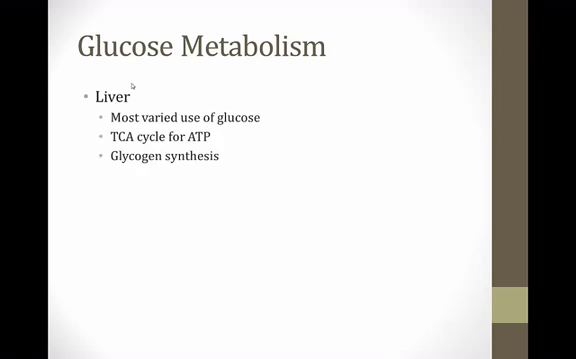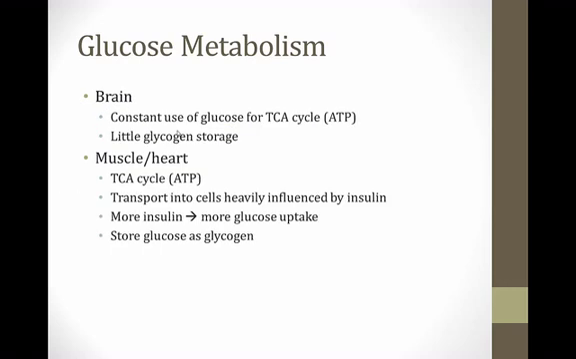The different tissues and organs of the body use glucose differently. The liver has some of the most varied use of glucose. It can use it for the TCA cycle to generate ATP. It can also store glucose as glycogen. The brain makes constant use of glucose for the tricarboxylic acid cycle to generate ATP. The brain has very little glycogen storage, and therefore the rest of the body will often work very hard to supply the brain with a constant source of glucose.